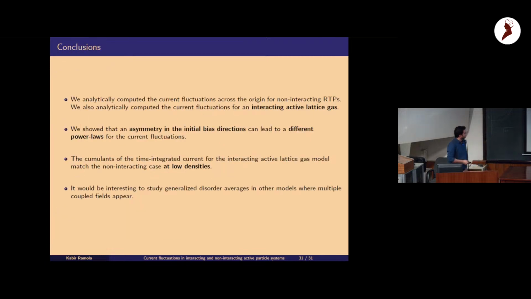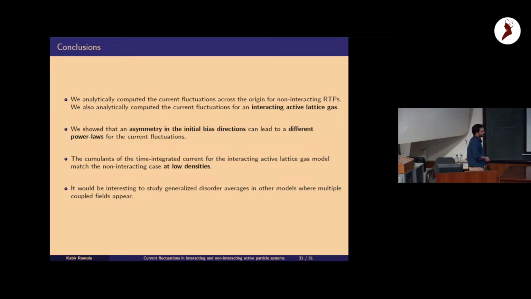So with that, I'd like to conclude. We analytically computed current fluctuations across the origin for both non-interacting RTPs and an interacting active lattice gas, which we can show in the limit of rho going to 0 becomes a non-interacting RTP problem. We showed that asymmetry in the initial bias directions can lead to very different power law behaviors in the current fluctuations, which is a strange effect that warrants more investigation. Cumulants of the time integrated current for the interacting active lattice gas match the non-interacting case at low densities, which is what I showed by decreasing the diffusion constant and taking the density going to 0 limit.